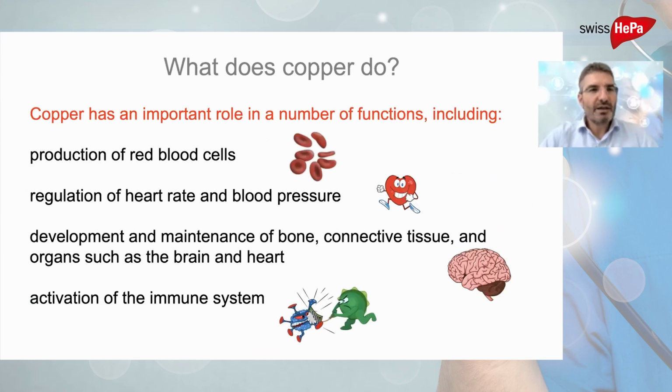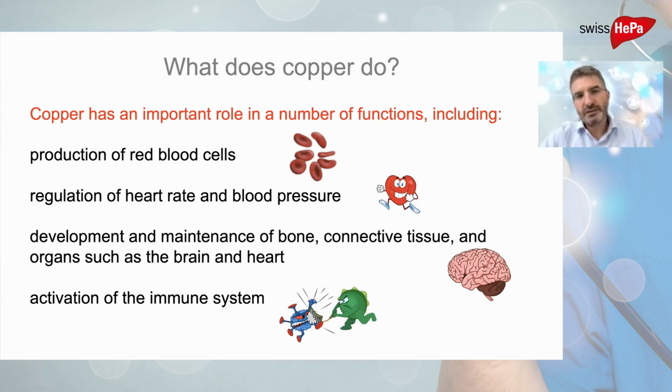What does copper do? Why is it important? Copper is important because it has a role in a number of crucial functions of our organism. It is involved in the control and production of red blood cells. It contributes to the regulation of heart rate and blood pressure. Moreover, it is involved in the development and maintenance of bone, connective tissues, and organs such as the brain and the heart. And we will see how important it is, especially for the brain. And it activates the immune system.